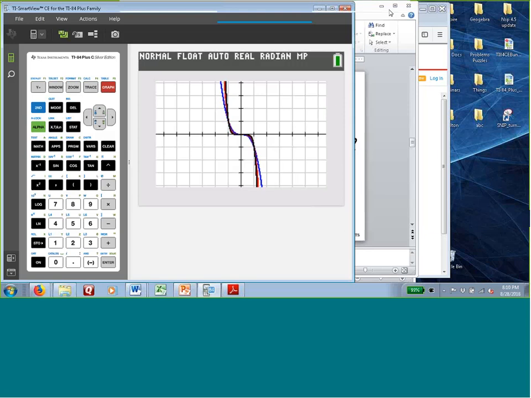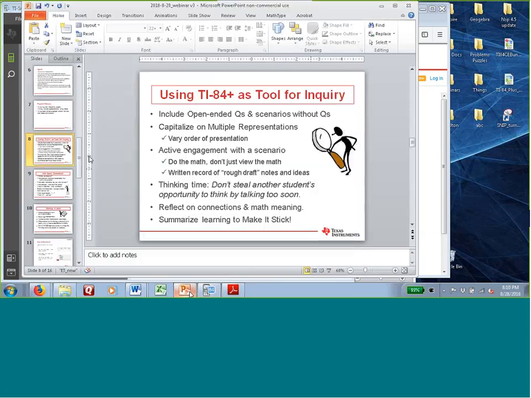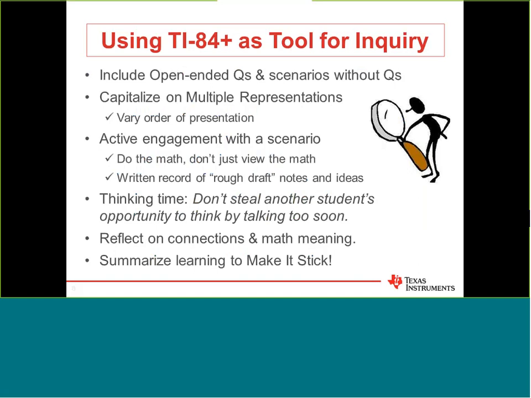Okay, before we go to our second activity, I just want to give you a little bit of an overview. I know this is a busy slide, lots on it, but let's talk about how we can use the TI-84 as a tool for inquiry. You can include open-ended questions with your activities. You can even give students scenarios without any questions to begin with. Ask them, what might you want to know about this scenario, or tell me 3 things that you do know.